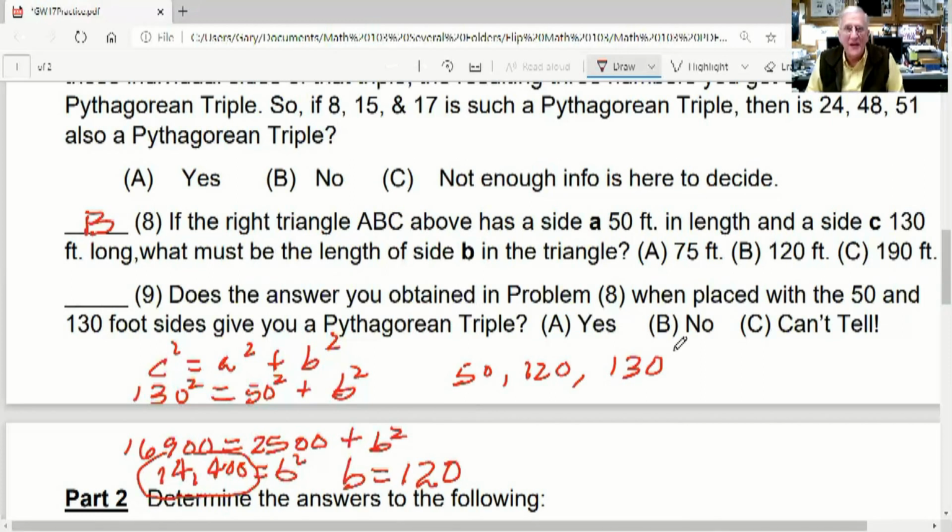Is there a simpler Pythagorean triple that these are multiples of? Aren't each of those numbers, if you divided them each by 10, wouldn't we get 5, 12, and 13? Well, that also is a Pythagorean triple and a lower form of the Pythagorean triple, 50, 120, 130. But 50, 120, 130 still is a Pythagorean triple, okay? So much for that. All right, let's go on to part 2.